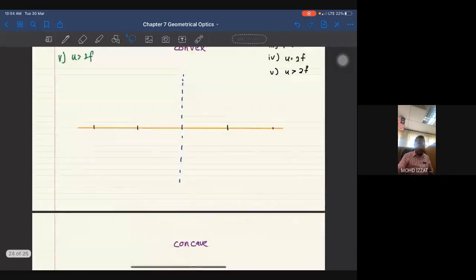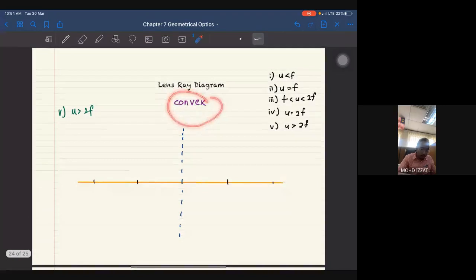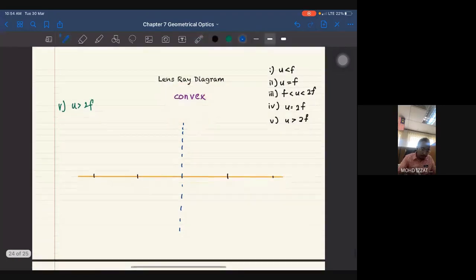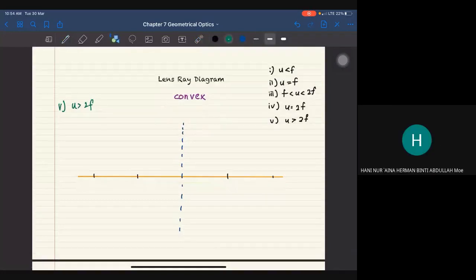Okay, now you can draw the lens first. Contohnya yang pertama ni kita nak bikin convex. Convex ni yang gemuk kan, yang kurus. Convex lens. Kurus. Gemuk. Gemuk lah.